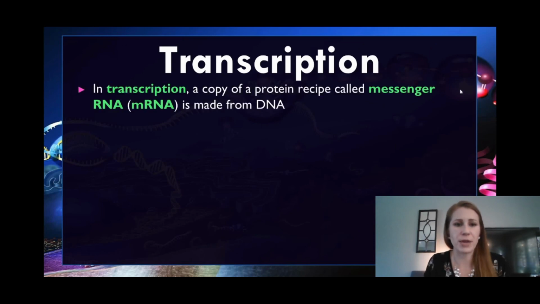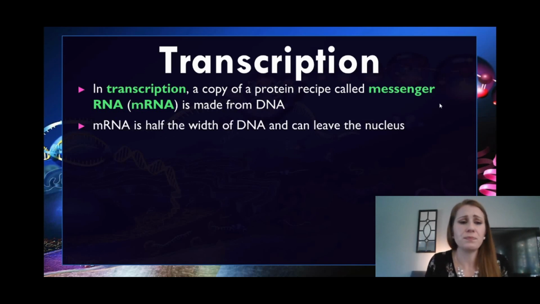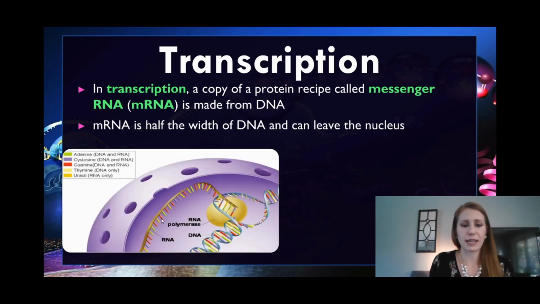So back to transcription. We're making this copy. It's essentially just a messenger. It's a message. That's why we call it messenger RNA. It's just a copy of this recipe for a protein, and we're sending it out of the nucleus. mRNA is smaller. It's only single-stranded, so it's half the width, and it can leave the nucleus. So we see that in here. When we're making it, there's an enzyme called RNA polymerase, and its job is to build mRNA. It reads the DNA strand and decides which of the nucleotides need to be added to make mRNA, that copy.